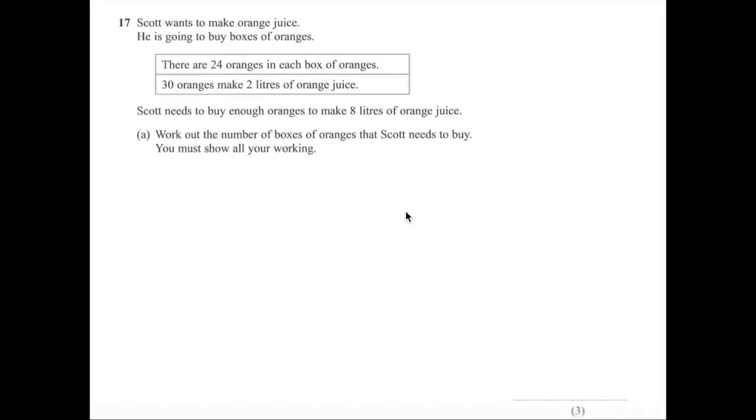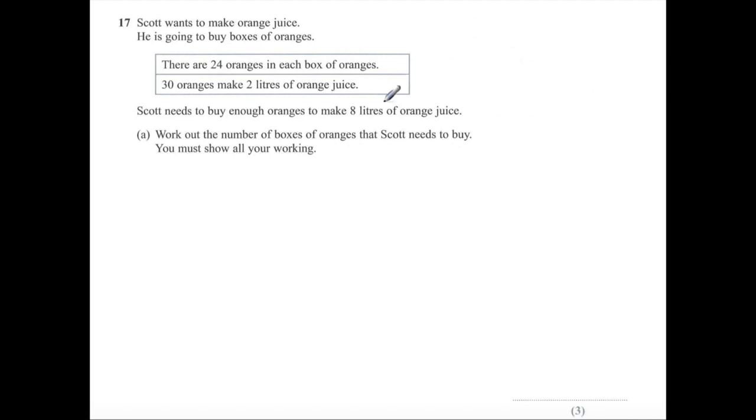Question 17. Scott wants to make orange juice. He is going to buy boxes of oranges. There are 24 oranges in each box of oranges. 30 oranges make 2 litres of orange juice. Scott needs to buy enough oranges to make 8 litres of orange juice. A. Work out the number of boxes of oranges that Scott needs to buy. You must show all your working.